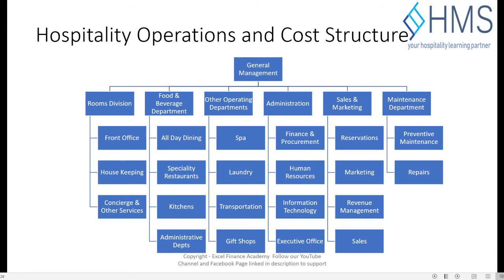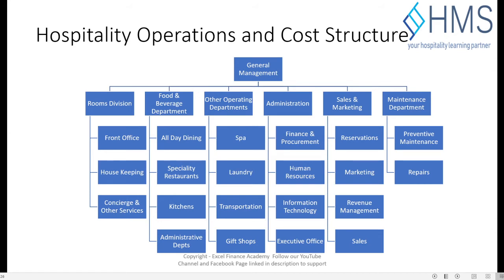Similarly, in room division, even though the income is all coming from the room rental, there are different departments that serve the needs of the guest. It can be categorized into front office, housekeeping, concierge, and other services. Depending on the size of the hotel, they can be managed by one person or by multiple people. Even in housekeeping, you may have separate departments for public area cleaning, for room cleaning, and for gardening.